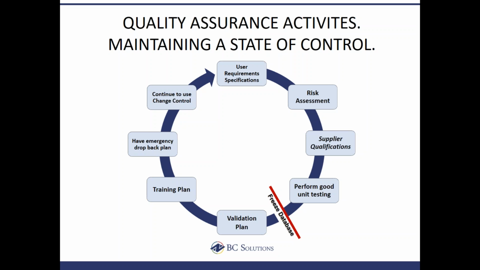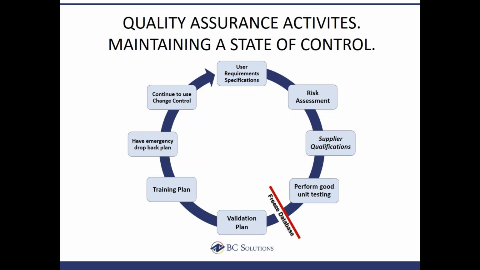And just to continue along the cycle so that no one says I forgot the other activities that assure that you're maintaining a state of control in your system, also on this cycle is having a training plan and making sure your people are trained and competent to perform in the system. Having an emergency dropback plan if something should go wrong with the software implementation and you find something that's maybe a real showstopper, you can't go live with this version of the software and you have to drop back to an earlier version. You have to have some sort of a plan that allows you to do that.